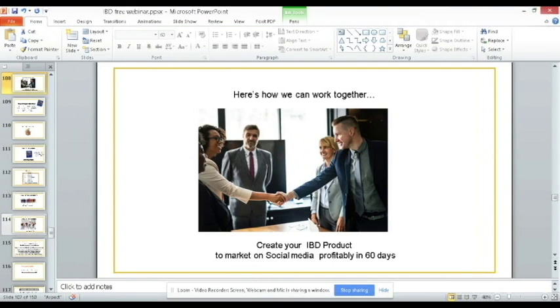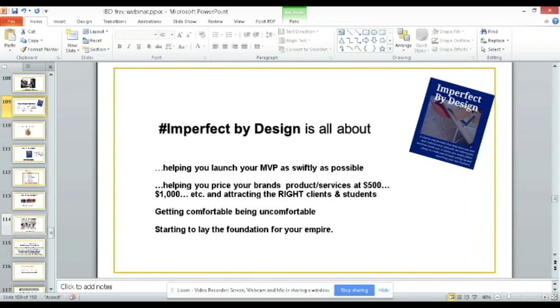All right, so here's how we can work together. We're going to create your Imperfect by Design product that's going to be marketed to your social media and be profitable in 60 days. Imperfect by Design is all about helping you launch your MVP as swiftly as possible. It's about helping you price your brand's product or service at $500, $1,000 or more, and attracting the right clients and students. It's about getting comfortable being uncomfortable.